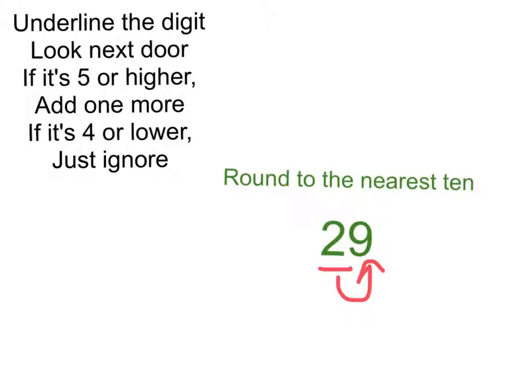9 is higher than 5, so we want to use the middle part of the rhyme. So we're going to add 1 more to our underlined number and make it 3. Again, just like before, the rest of the numbers, or just the 9 in this case, will become a 0. So when we round 29, we get 30.